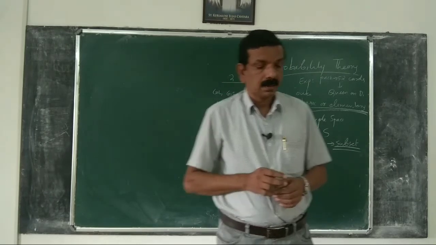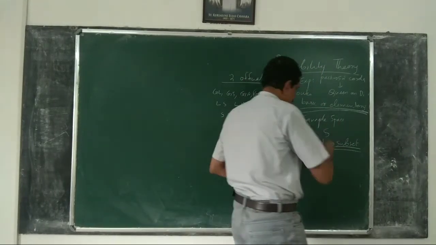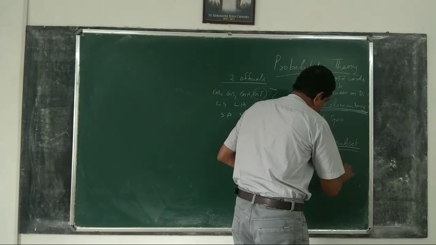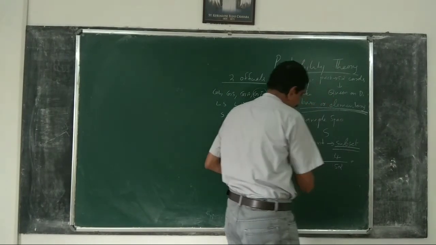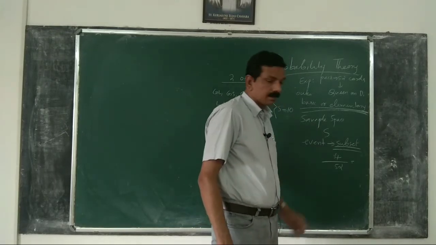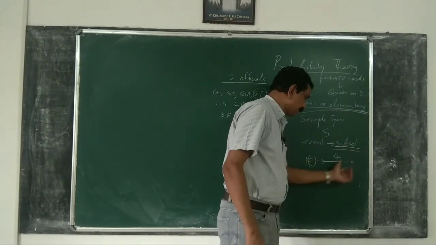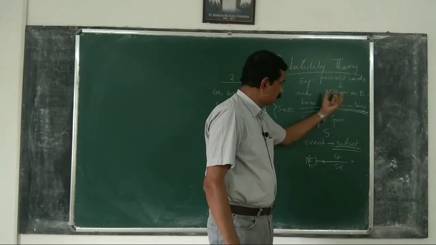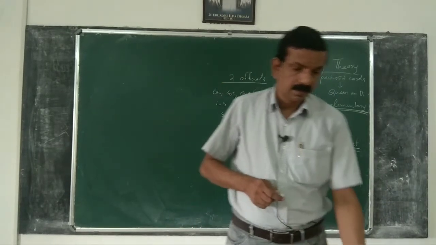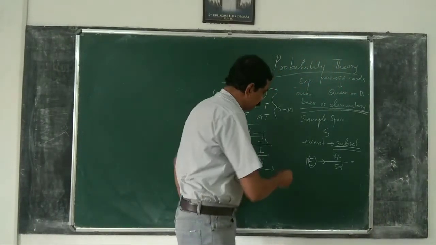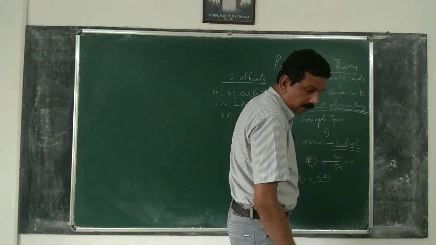Or consider the case where an ace is drawn out of a pack of 52 cards. The pack has a total of 52 cards, and there are 4 aces. So it is 4 by 52. It is the probability of the event, where the event is an ace from a pack of cards. So given this, we can calculate the probability of an event as P(E) equal to N(A) by N(S).